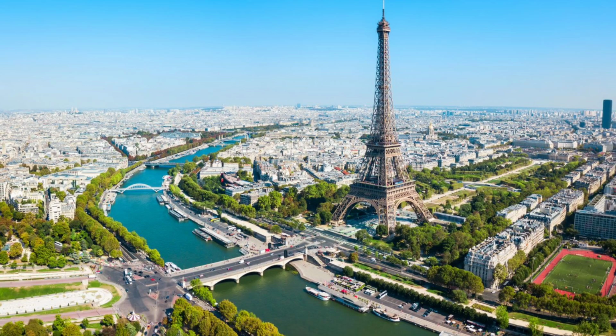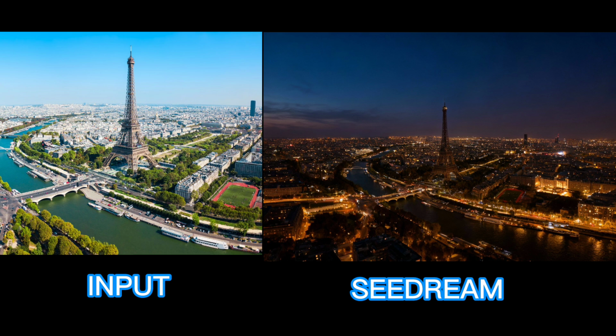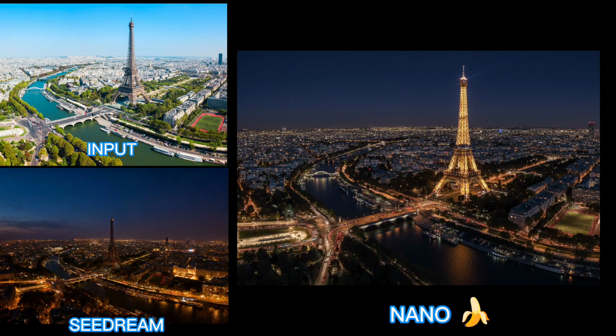Here, I used an aerial view image of the Eiffel Tower and gave a prompt to turn it into nighttime. The Seedream result does switch the scene to night, with the building lights visible, but the Eiffel Tower lights remain off. On the other hand, Nano Banana clearly understands my request better. Both the buildings and the Eiffel Tower lights are glowing beautifully. So, the point goes to Nano Banana.